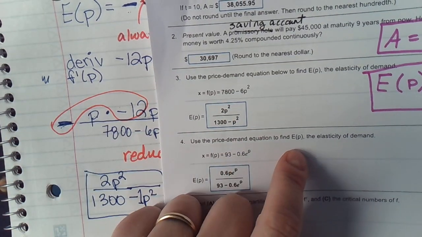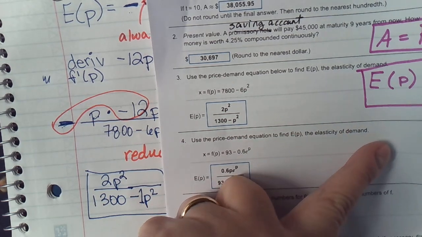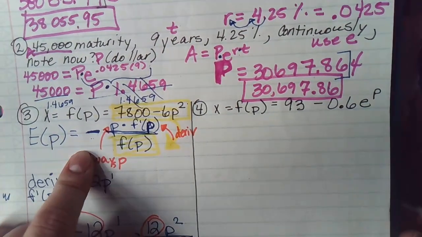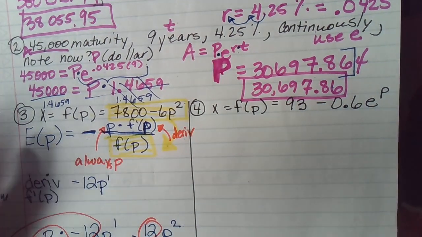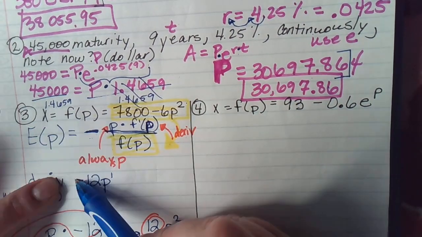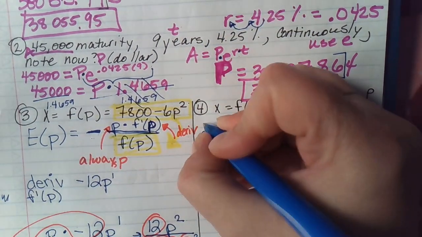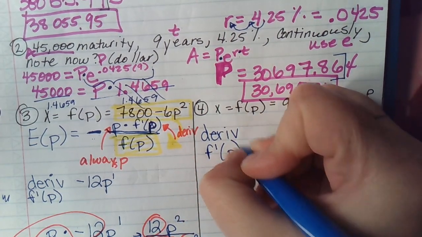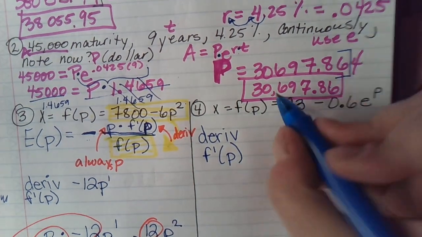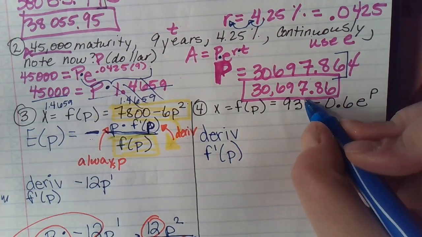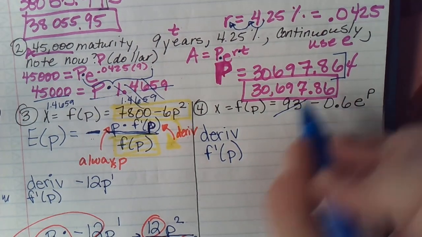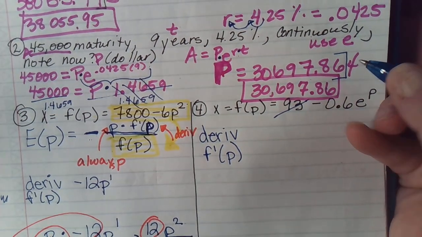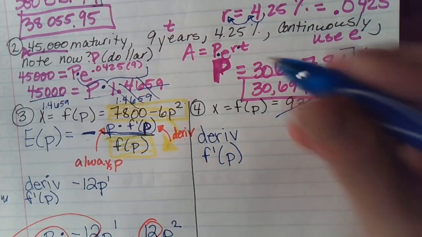All right, let's go to number 4. It says use the price minimum to find E of P, the elasticity of demand. Same blue formula up here, where the very first thing we have to do is find the derivative. That's the f prime of P. In this original equation, naked numbers, the derivative of a constant, just one single number, is 0. So it goes away.